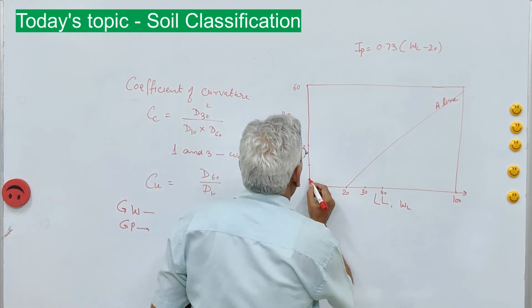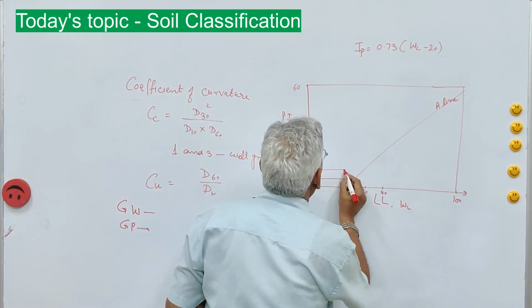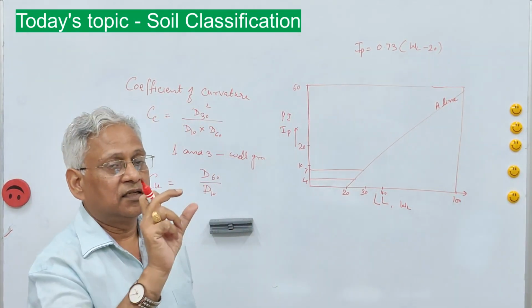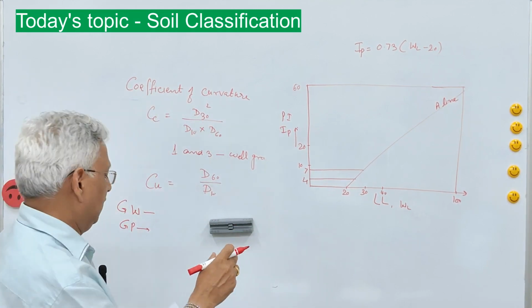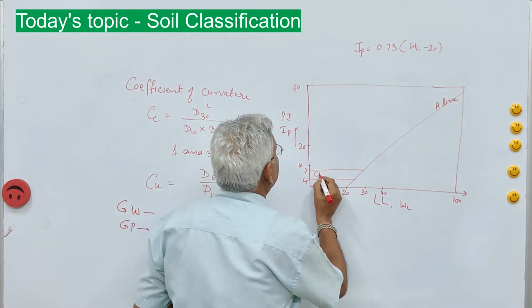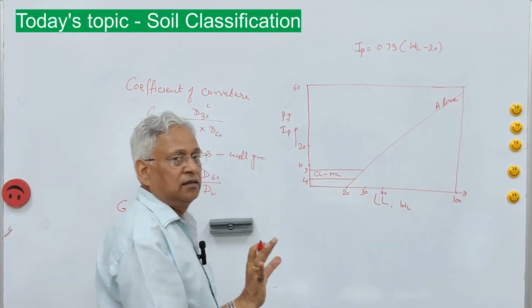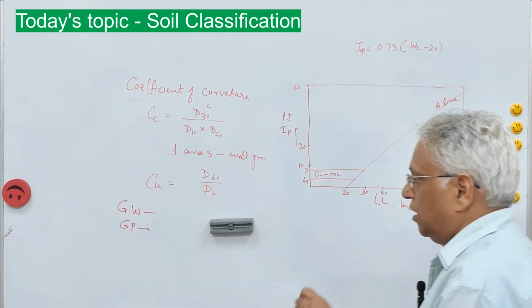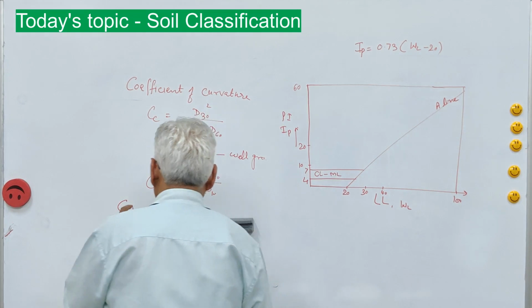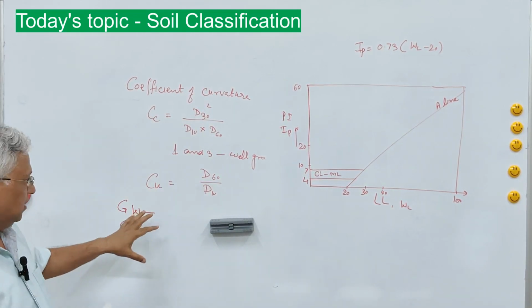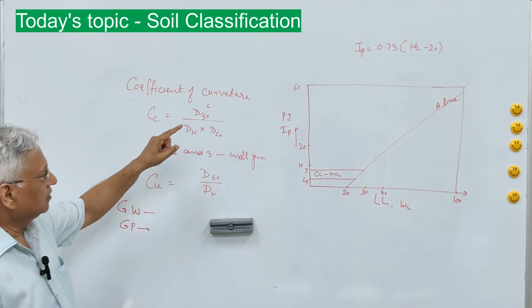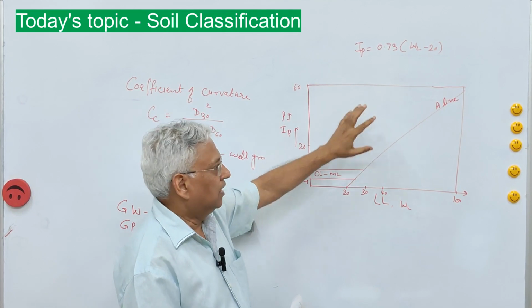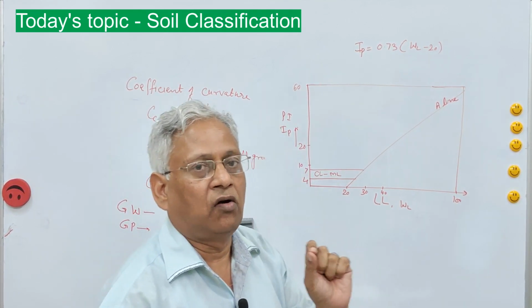And here for a PI value of 4 and 7, when the soil lies in this range of PI value, then it is called CL-ML, a dual designation, CL and ML. I will tell you what is CL and what is ML. When clay or silt is present in a coarse grained soil, then the point will lie above this A line, and that will be an indication of the coarse grained soil also.